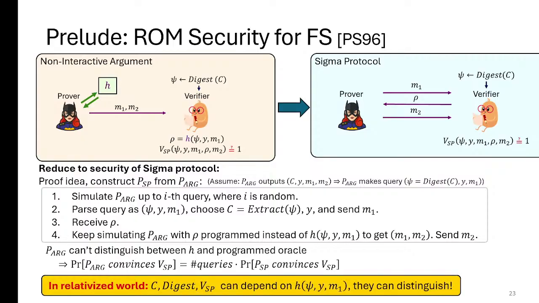Why does this not work in the relativized world? Well, really the problem is that the circuit, the digest, and the verifier all have access to the hash function. And now they can potentially depend on this query, and they can distinguish. So I might have programmed something in the prover, but I can't claim that the verifier accepts with the same probability here, because everything depends on the hash function.